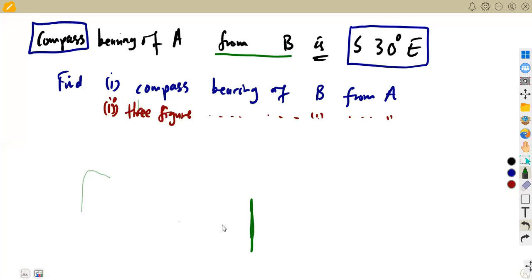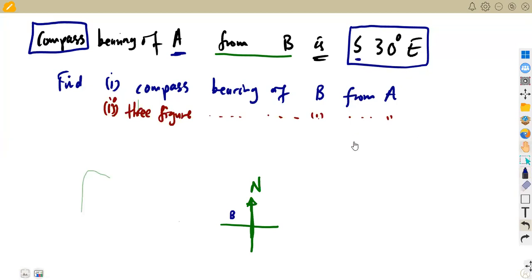This is our north pole. From B, meaning to say this is where we have our point B. B is situated along this pole. So from this point B, we are supposed to go back to A with this bearing. But what are we given this time?